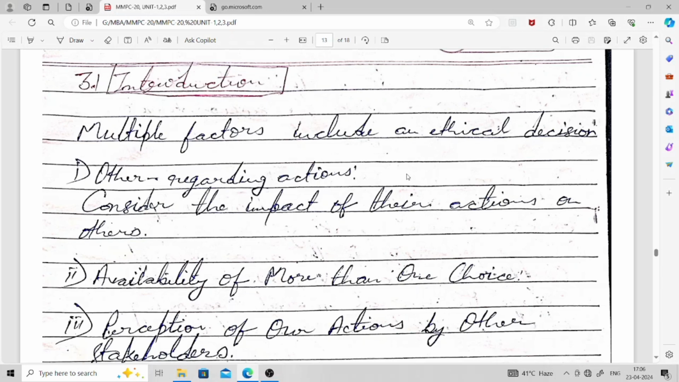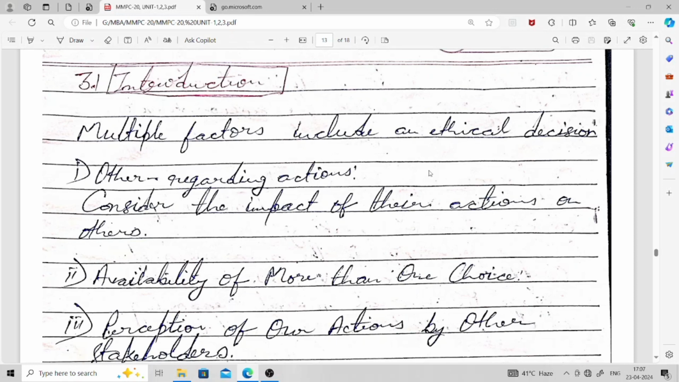There are multiple factors which are included in ethical decisions. The first factor given here is other-regarding action. How is your decision, or your action, going to affect others? Consider the impact of your actions on others, meaning the way you take a decision and how that is going to affect others. You have to consider that in an ethical decision.